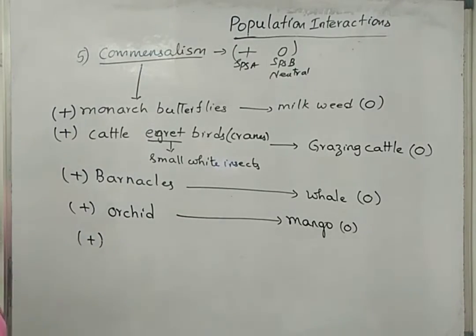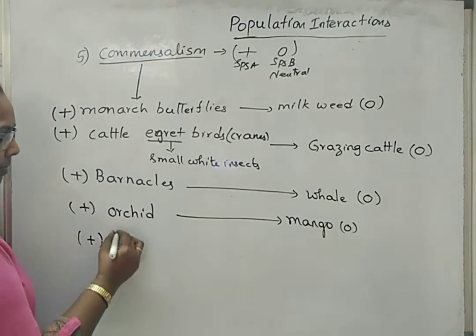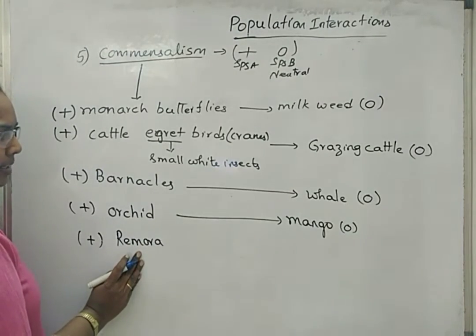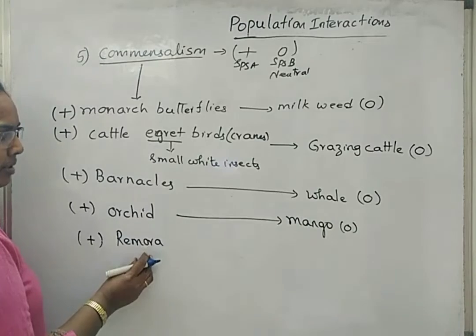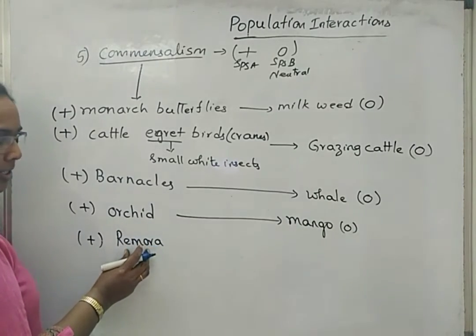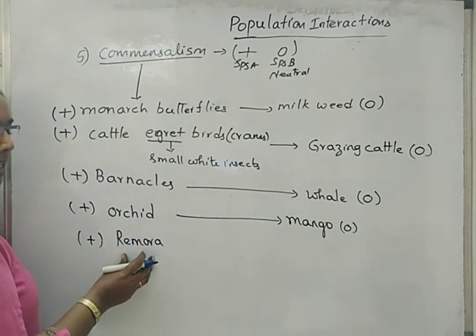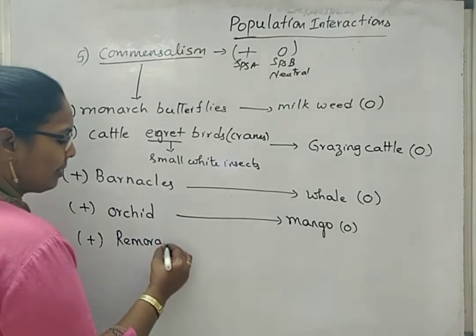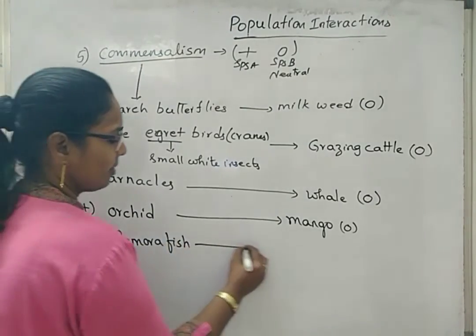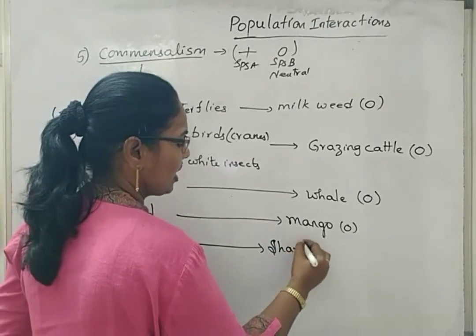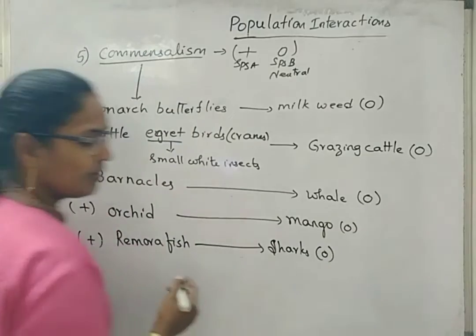Another example we can take is remora fish. It is just 1 to 2 feet long. It resides only on the ventral side of the sharks. It is not harming the shark, but it is taking benefit by defense mechanism from the predators. Remora fish. Here, the other species is sharks, which are not having any harm because of these fishes.